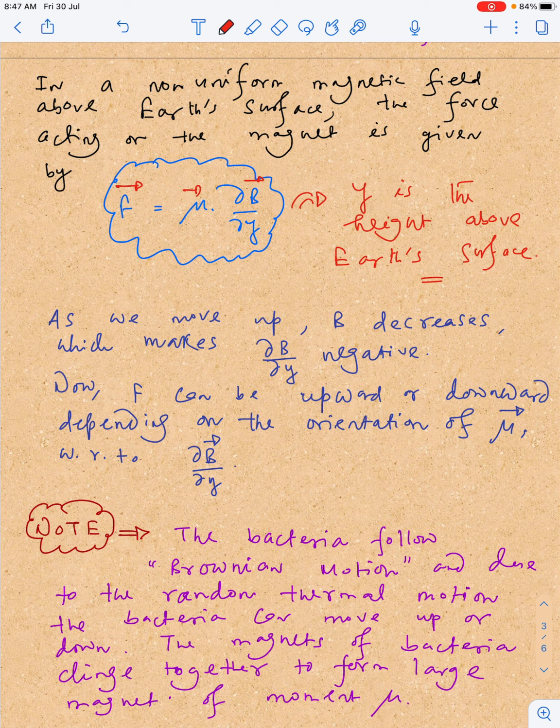As you move up, B decreases, so del B by del Y becomes negative. So F can be upward or downward, depending on whether the mu vector is in the direction of del B by del Y or anti-parallel to it. Now I hope it is clear to everyone, right?